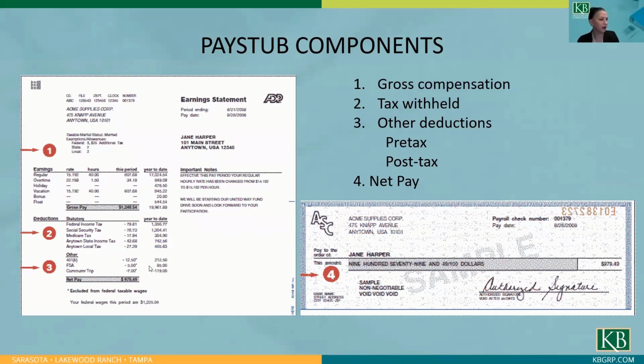On this example, you'll see we have a 401k deduction, which is a common deduction. Finally, putting that all together, our gross compensation minus the tax withheld minus other deductions determines the amount an employee receives as net payroll via a payroll check or direct deposit to their bank account.